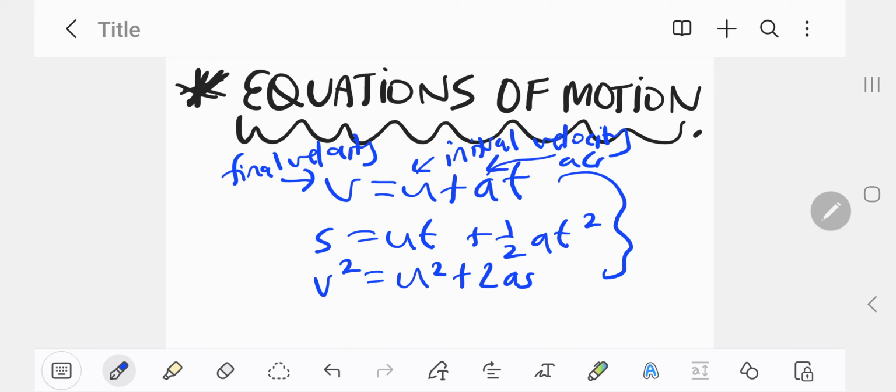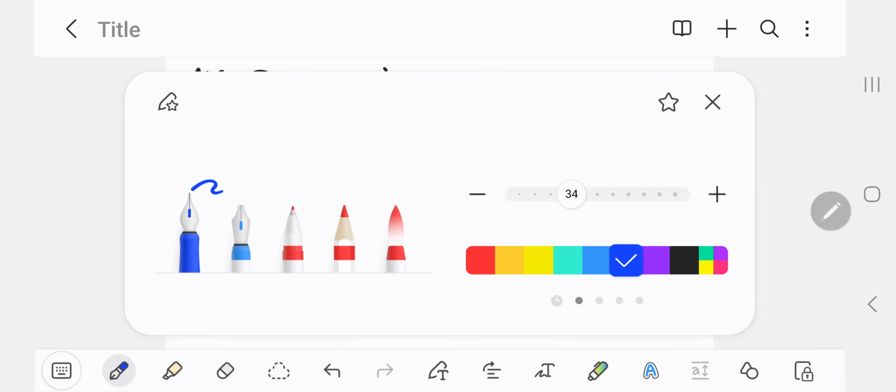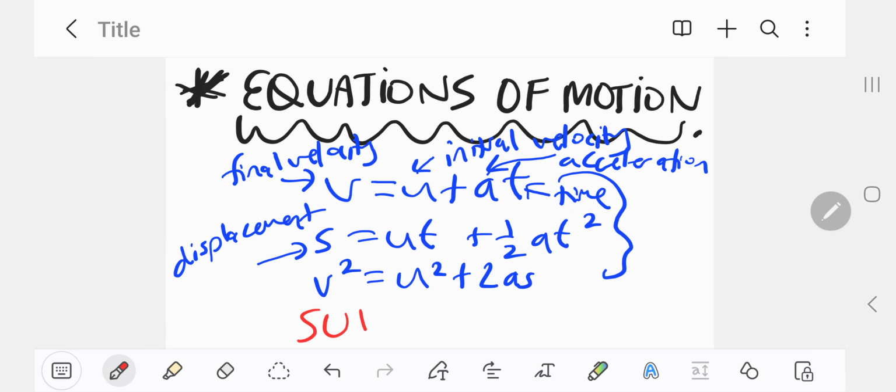A is the acceleration. And T is time. And S is displacement. Displacement is a measure of how far you are from your starting point. It's a measure of distance, basically, but with the direction. These are also known as the SUVAT equations.